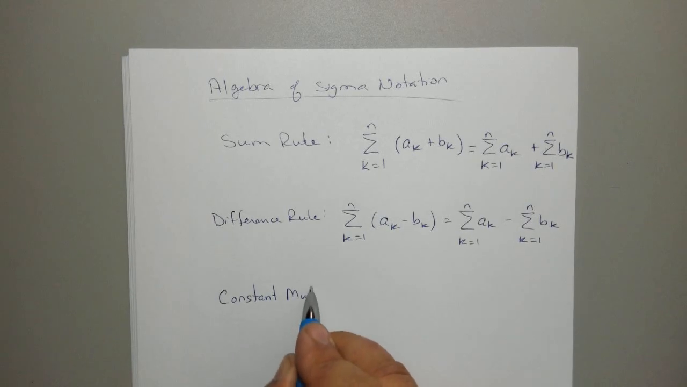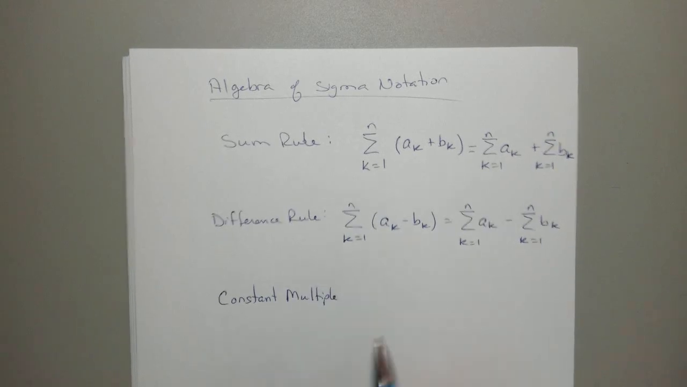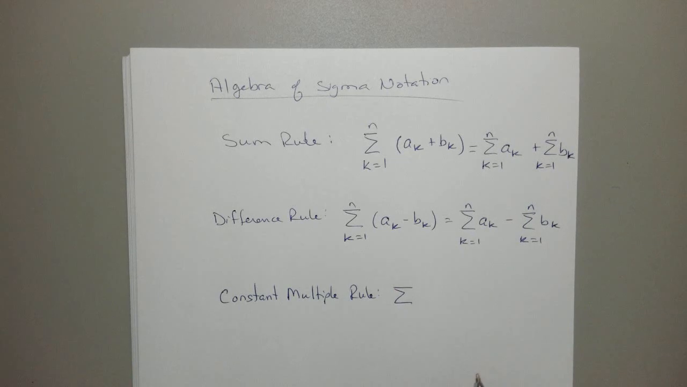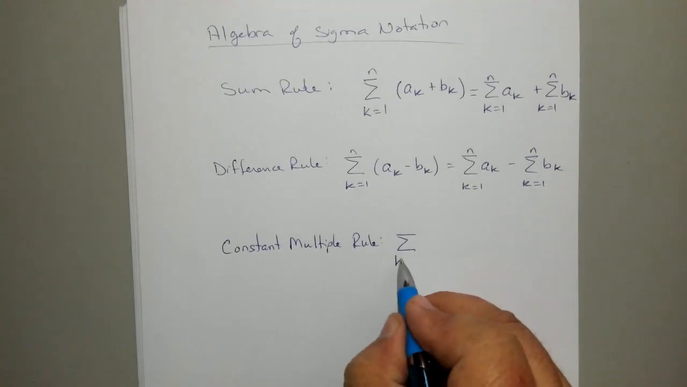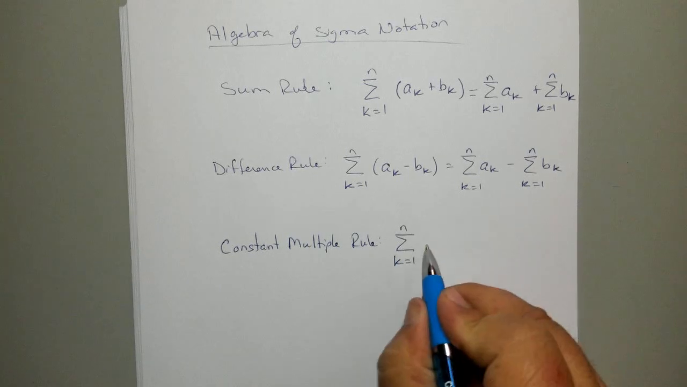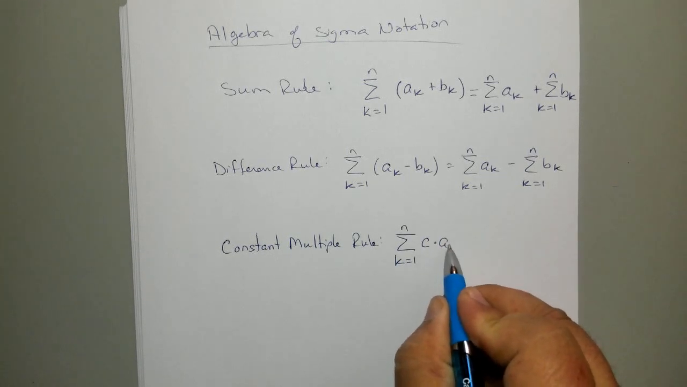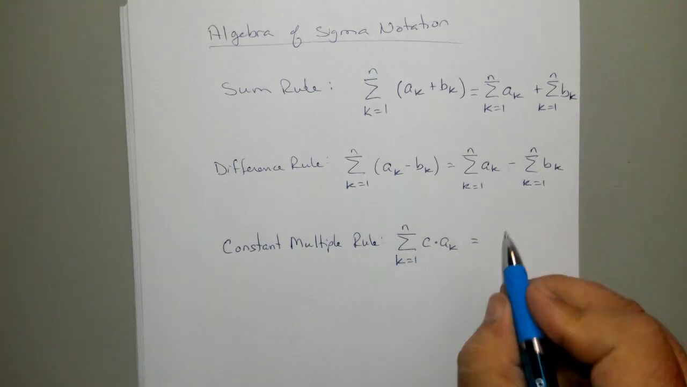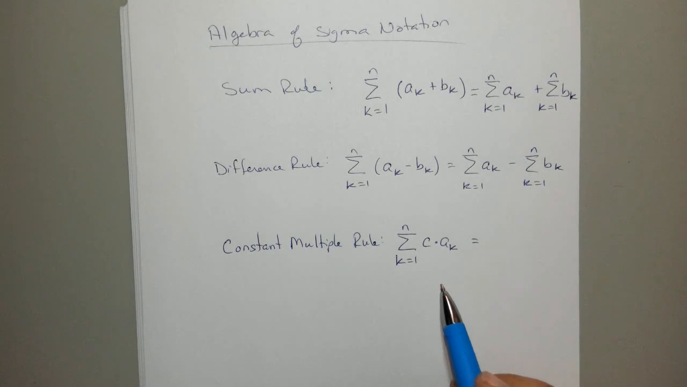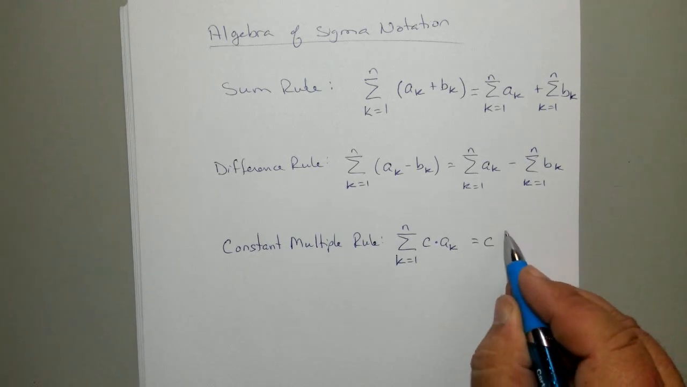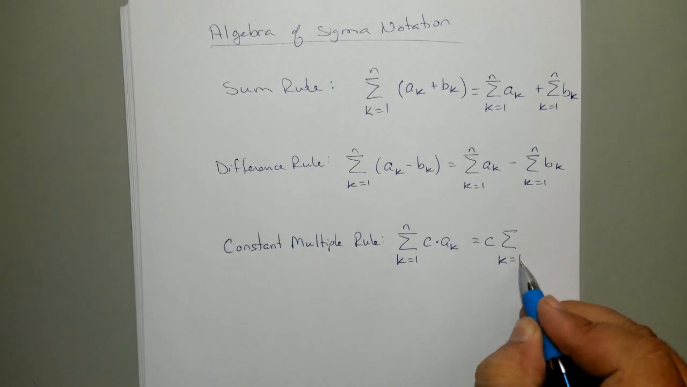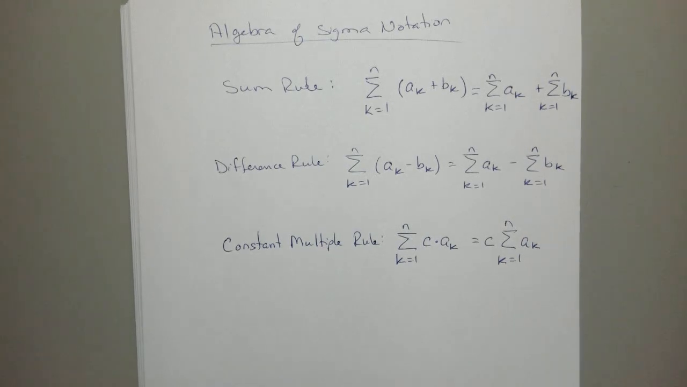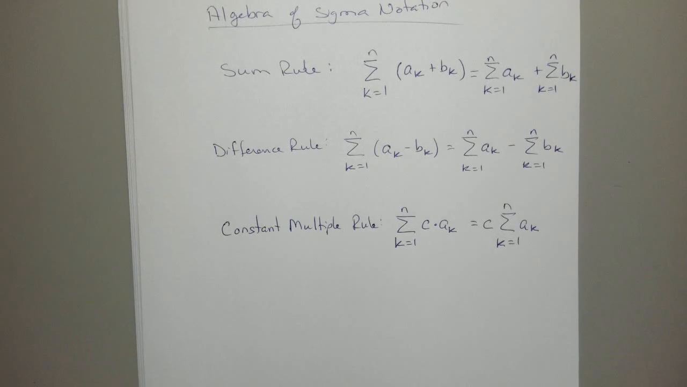The constant multiple rule: some constant times a sub k. You can factor out the constant, since each term would have the same constant when you're adding them. Then find the sum of that sequence and multiply by c.